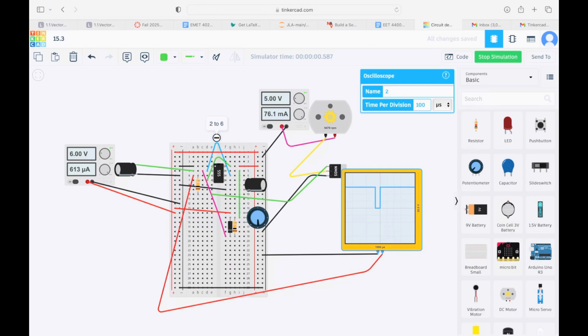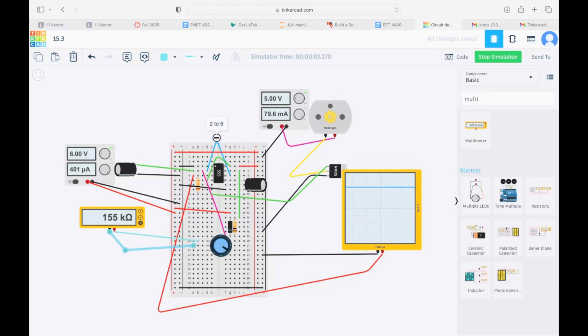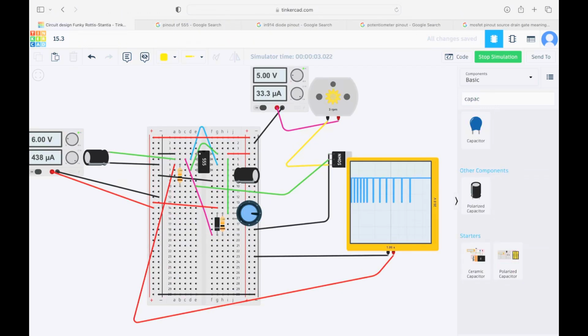The output of the 555 drives the MOSFET gate through a gate resistor. The MOSFET switches the motor supply so the motor sees pulses whose on time is set by the 555 timing. The timing capacitor C, resistor R1, and R2 set the high and low pulse durations.